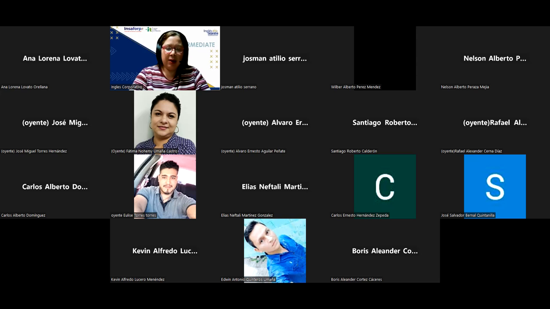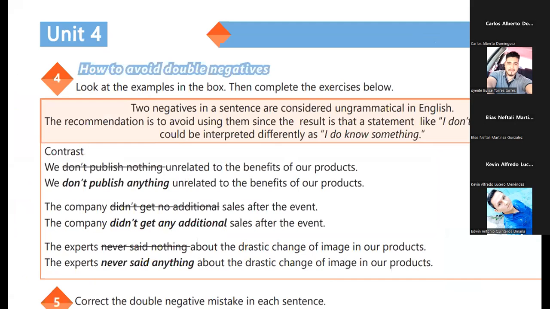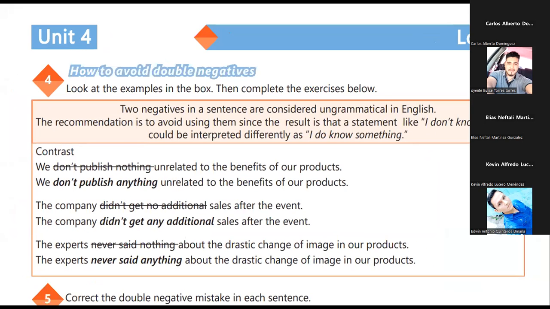Okay. So allow me to take you to the grammar box. Okay, we have a grammar box right here. So in this grammar focus, you will see how to avoid. Okay, how to avoid. It's not how not to use. It's how to avoid, right? And so it means that sometimes you will see that you have to use double negatives, but the meaning will be a different thing. All right, so look at the examples in the box, then complete the exercises below.